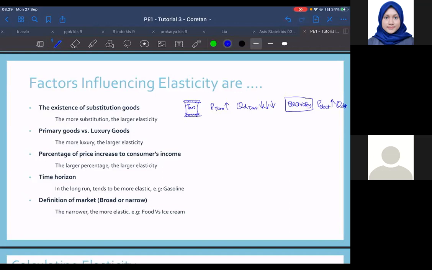And then the second is primary goods versus luxury goods. Primary goods, or basic needs, versus luxury goods. The more luxury, the larger the elasticity. For example, we compare a TV, a smart TV, with rice.